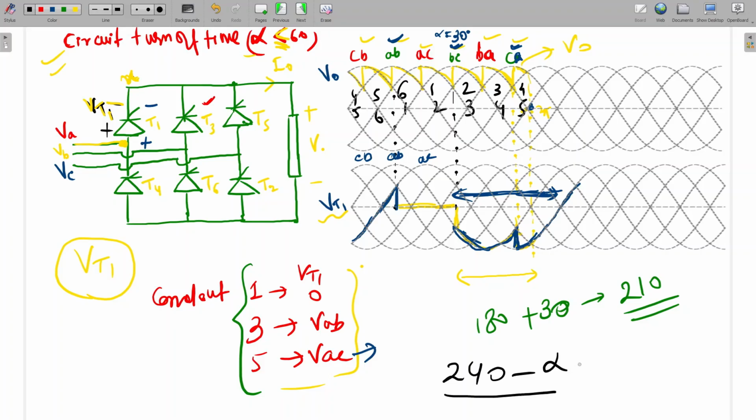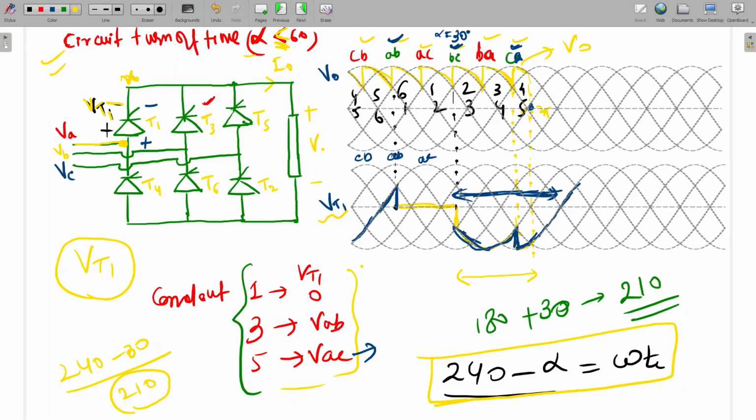Omega t_c should be equal to 240 minus alpha when alpha is less than or equal to 60 degrees. This direct formula we should memorize. If we do 240 minus 30, we get 210. So this we have to remember. For a three-phase full bridge rectifier, if alpha is less than or equal to 60 degrees, omega t_c equals 240 minus alpha. Is it clear?